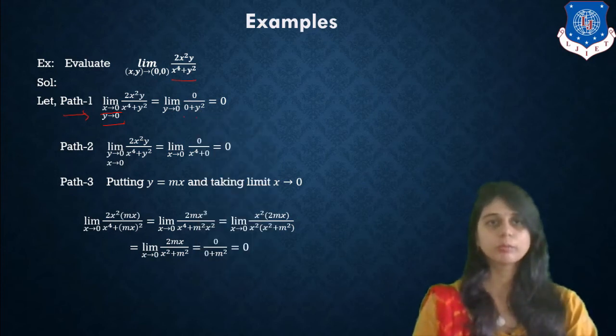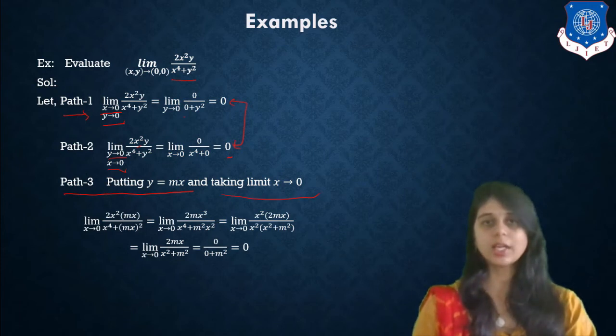Path 2. First apply y tends to 0, second apply x tends to 0. Then here y tends to 0, and we get 0 upon x raised to 4, and it is 0. Both are 0. So, we are taking path 3, putting y equal to mx, then taking the limit as x tends to 0.